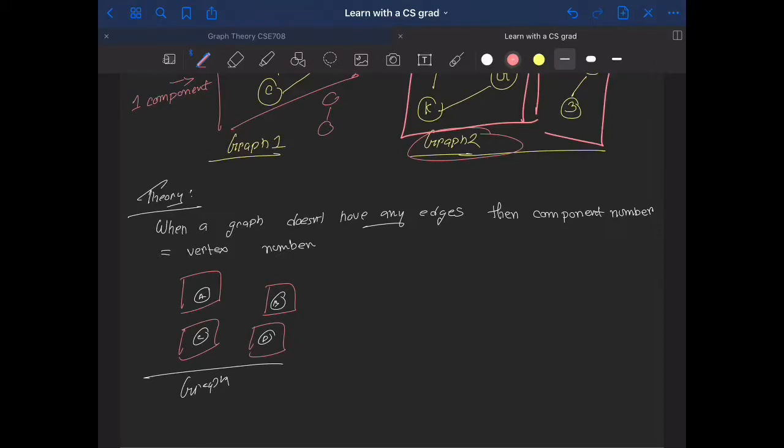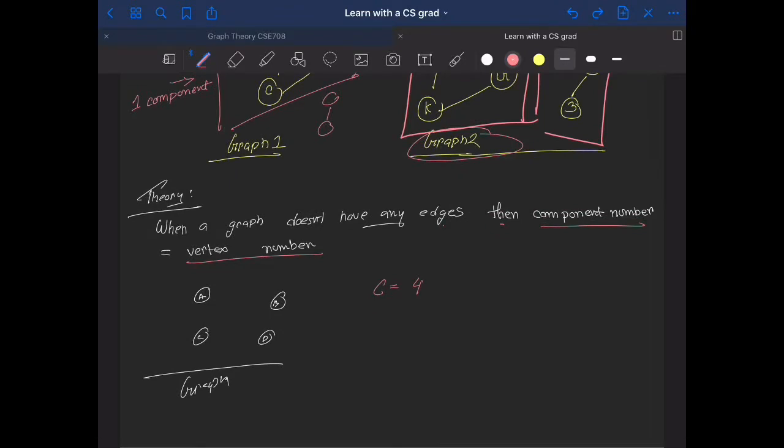Okay, so other than that, as the theorem says, when a graph doesn't have any edges, the component number is equal to vertex number. So let's say the component number here would be equal to the vertex number. So the vertex number is 4, right? And which is what we said here, right? So we do not have any subgraphs, so there would be 4 components, which is equal to the vertex number.